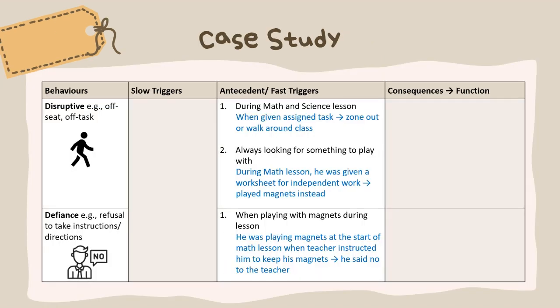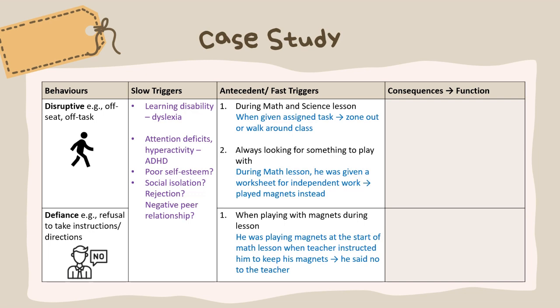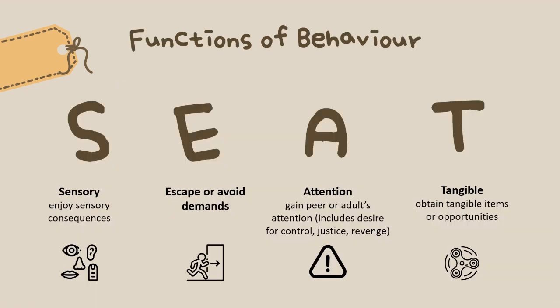This table illustrates the antecedents of the problem behaviors. There are also setting events or slow triggers affecting students. This table illustrates both the fast and slow triggers of the problem behaviors. Behaviors persist because it serves a function for the individual.